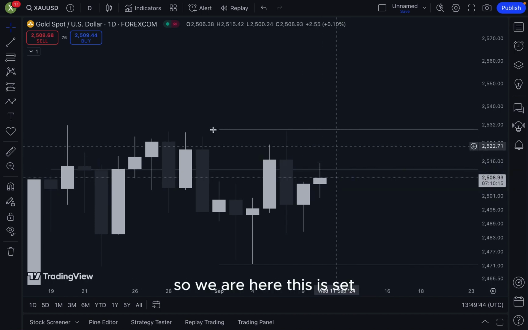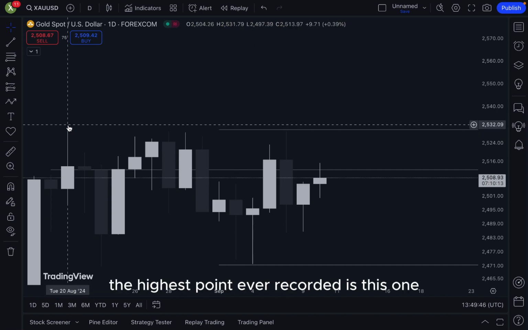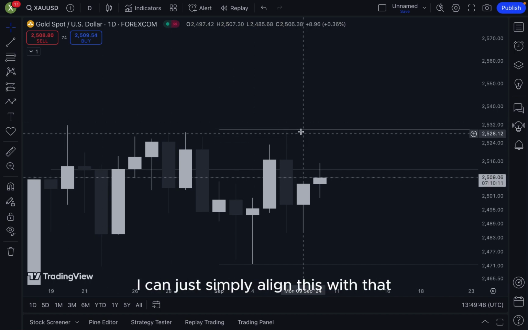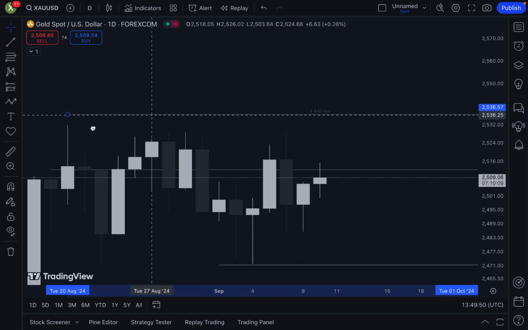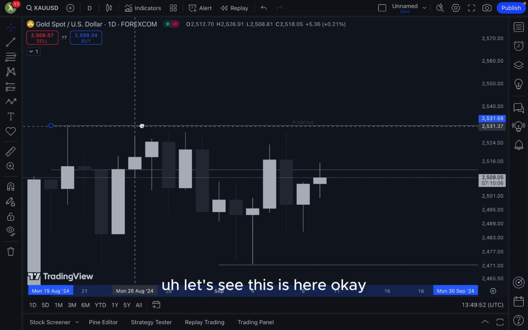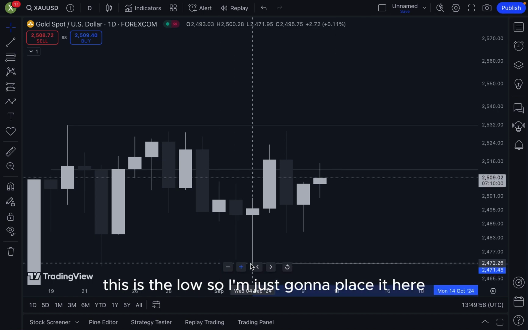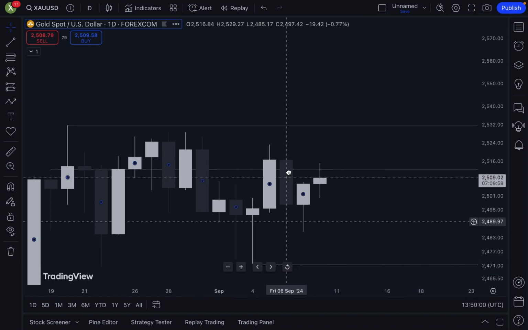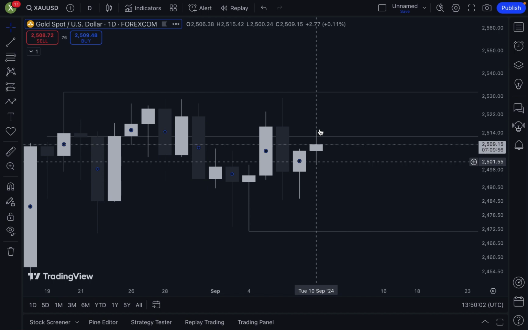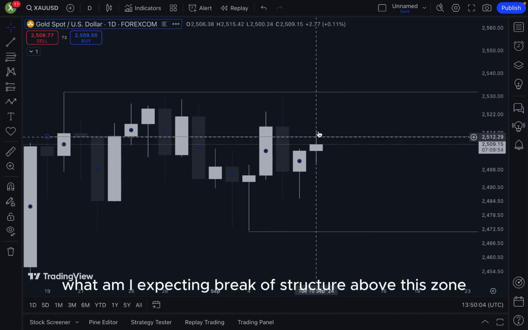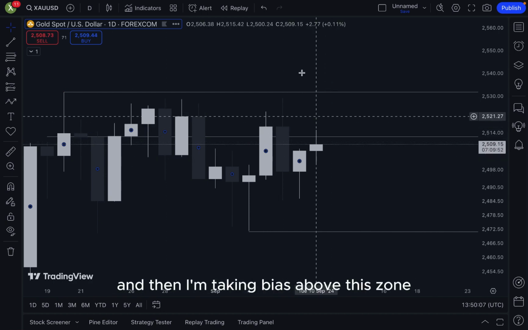So we are here, this is set. The highest point ever recorded is this one. I can just simply align this with that. Let's see, this is here. Okay, that's fine. This is the low, so I'm just going to place it here. All right, what am I expecting? Break of structure above this zone, and then I'm taking buys above this zone.